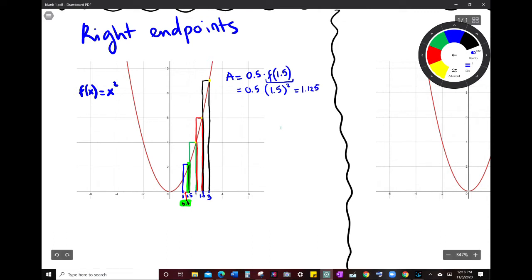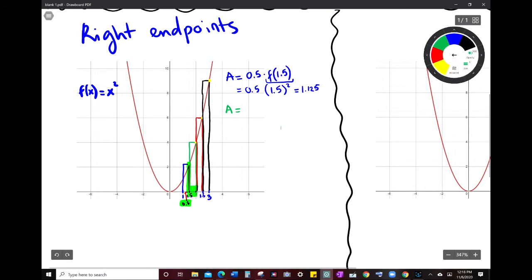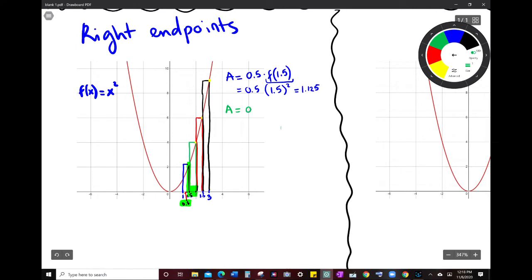Right, do the same thing for the green rectangle. I have the area of the green rectangle, and the width is still 0.5. So I'm using the width right here, and the width is still 0.5. And then the length will be the length right here. That means I'm using f of 2.